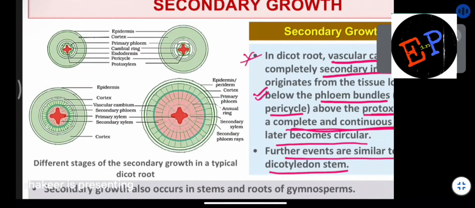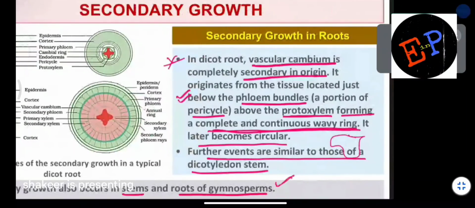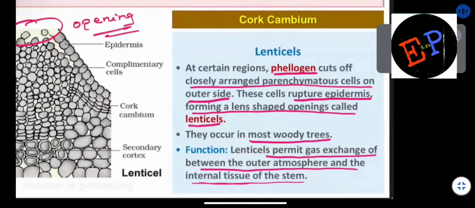So secondary growth also occurs in stems and roots of gymnosperms. Secondary growth doesn't occur in monocotyledons. Clear, Nama? So secondary growth is possible only in dicots, no? Because only in dicots will you find a cambium. In monocots you don't find any cambium. So secondary growth is not possible in monocots. Secondary growth also occurs in stems and roots of gymnosperms. Okay, ma? So that's about secondary growth, and that's about the topic called anatomy of flowering plants.